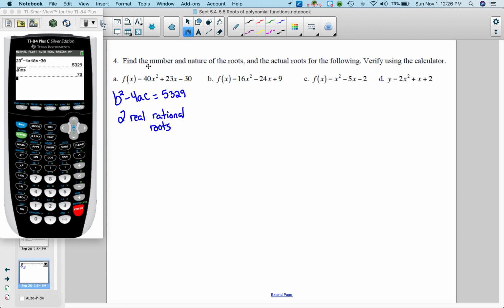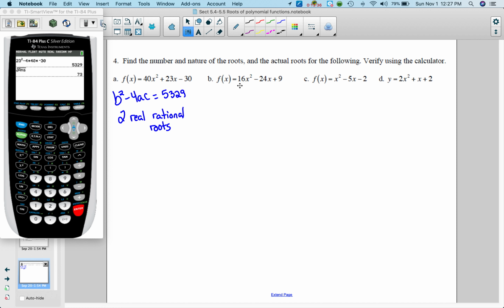Okay? Find the number and nature and the actual roots. So I'm just going to do this part of it. You would know how to find those. We've done that before. So we're just going to identify what kind. You could use the quadratic formula and then figure that out, but you're going to have two real rational roots.